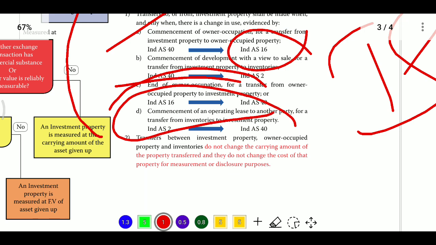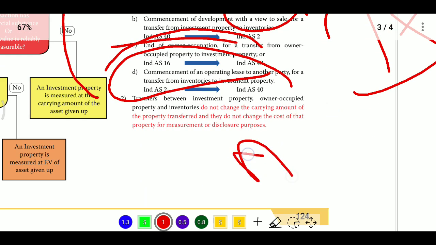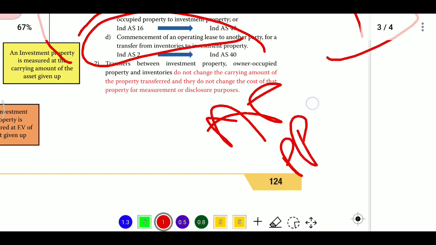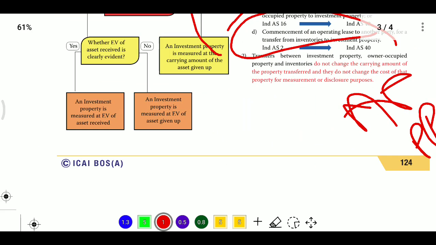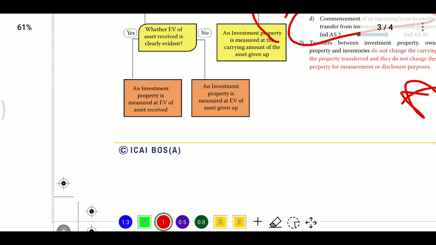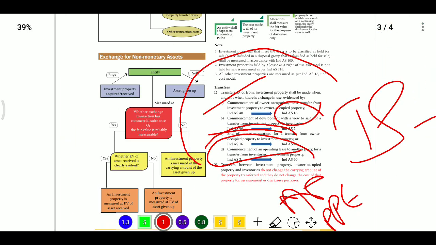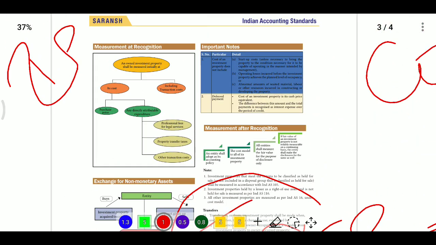This is not a change in accounting policy, and it is not a prior period error; it is only due to a change in use of property. The change in use of property should be actual, so mere management intentions will not be considered.